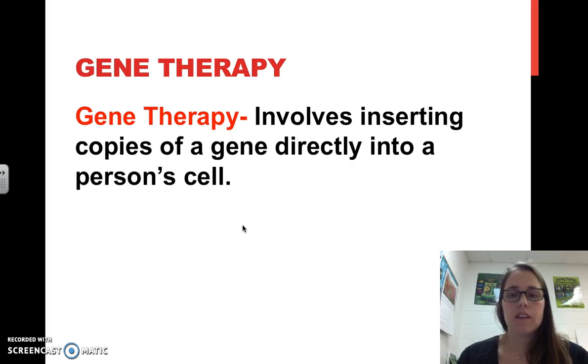Gene therapy involves inserting copies of a gene directly into a person's cell. So basically, if they are missing a gene or the gene is not functioning, we incorporate that gene or turn that gene on inside people's cells. And this is a way we can work on people who already have a genetic problem and who are already born.